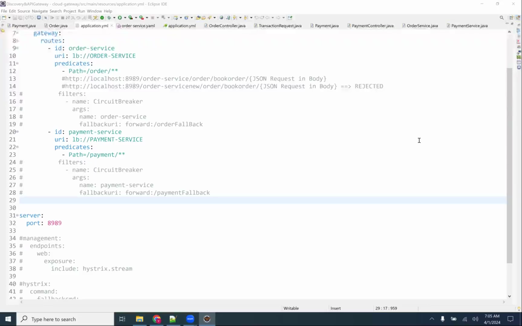Can someone please confirm if you are able to hear me clearly and able to see my screen? Yes, it's visible, sir. Thank you.